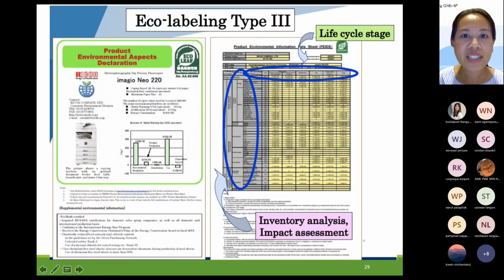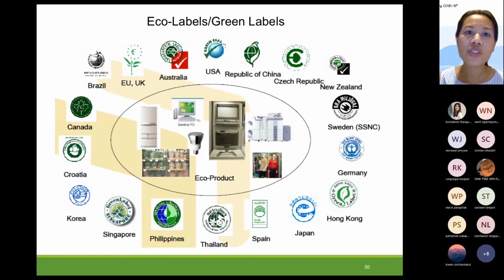And also this shows the Thai Tee labels, right? You have to claim your product by showing the information about the life cycle state, and also the inventory analysis and impact assessment, based on a full assessment of the LCA from the cradle to the grave. You can get the guarantee in high labels like this. And this shows the eco label and green label in various countries, right?